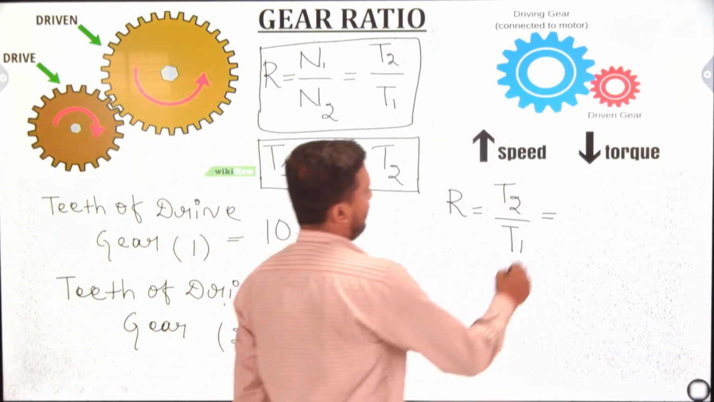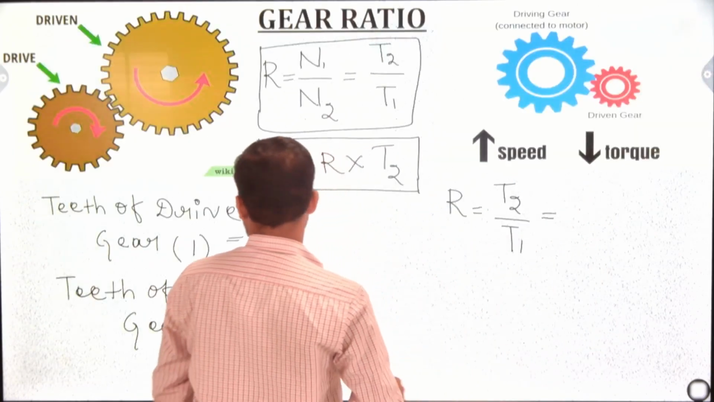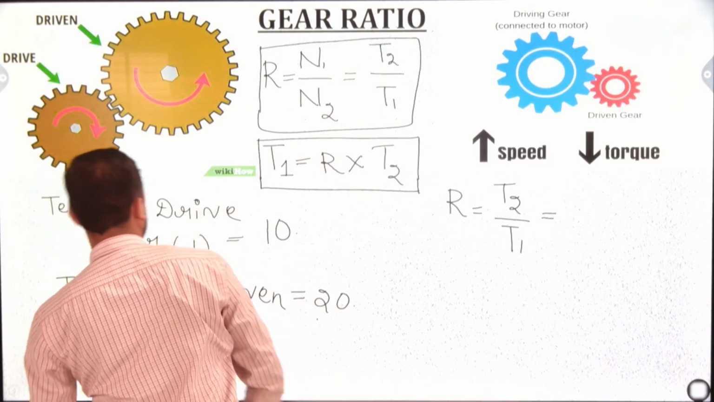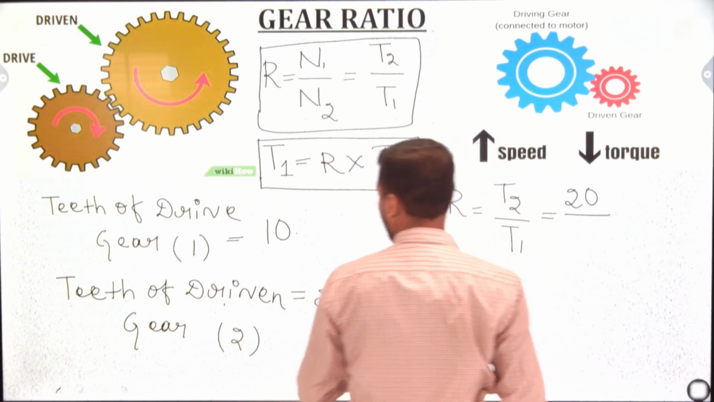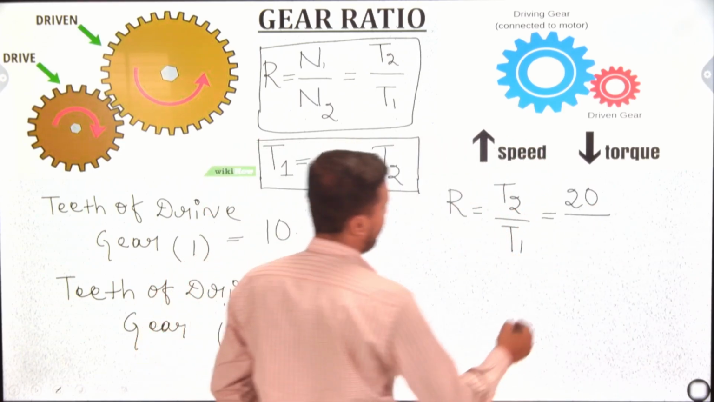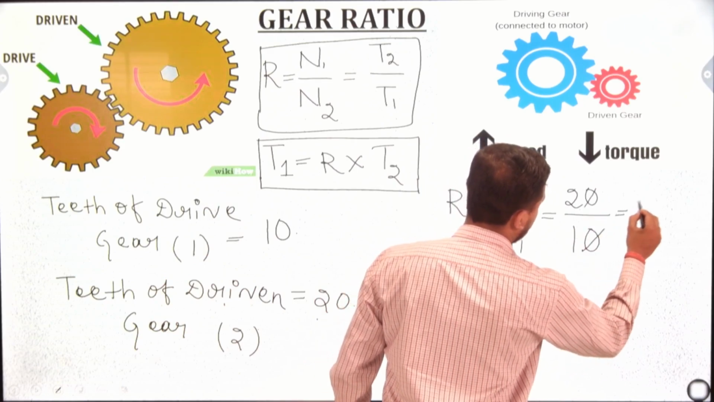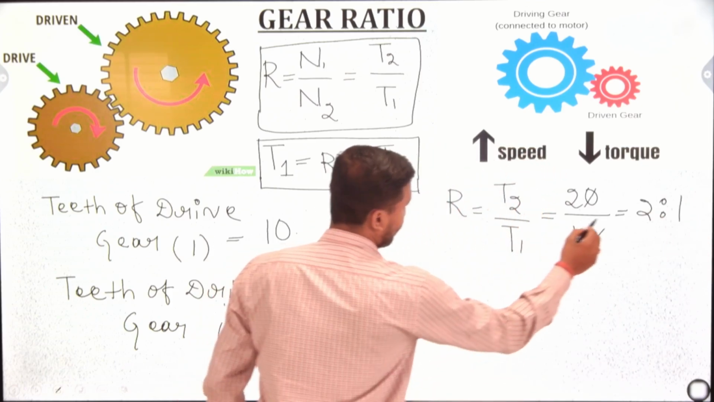Okay, T2 is 20 divided by T1. T1 is 10. That means the ratio is how much? The ratio is 2:1. Okay, so the ratio is coming 2:1.